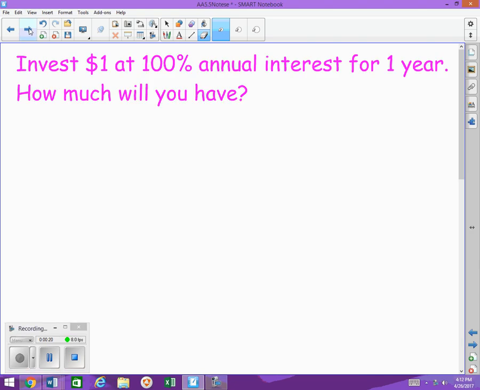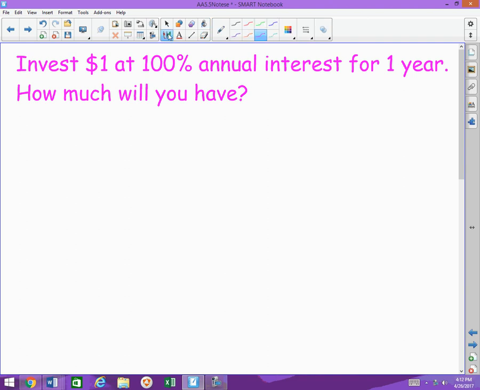So if you invest $1 at 100% interest rate for a year, how much will you have? Well, if you were setting this up, you would have $1 times 1 plus the percent, which is 100%, so 1 to the first power. And 1 plus 1 is 2, and 2 to the first is 2, times 1 is still 2. So after a year, you'd have $2.